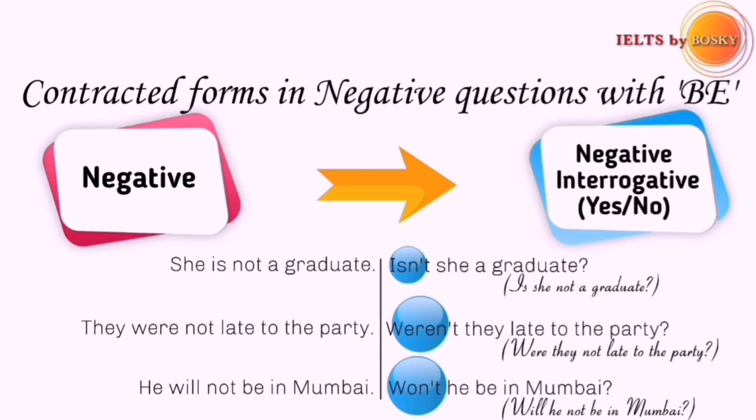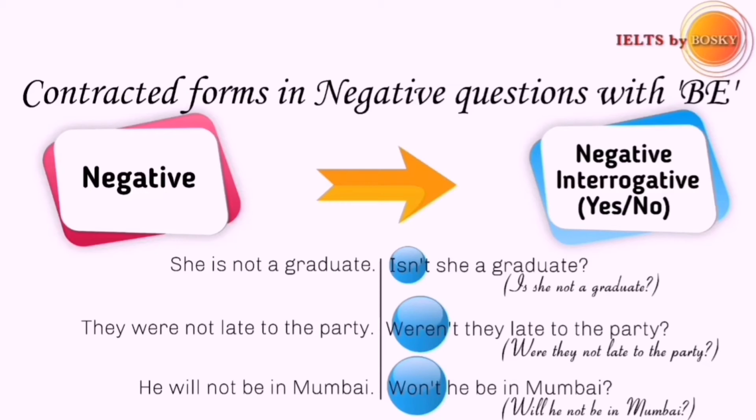These highlighted blue circles are the contracted forms of be verbs and not, which is meant for spoken English only. We are not supposed to use contracted forms when we are writing something. I have also given the examples in brackets how to write in writing. So consider these sentences in brackets as written forms of English. Let's go through the examples quickly.